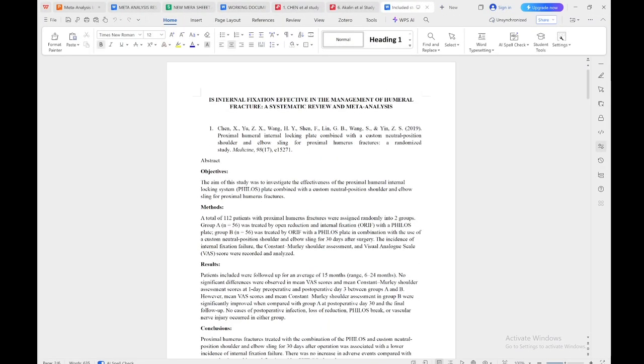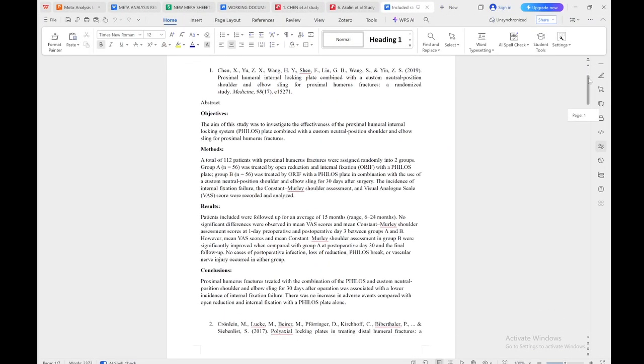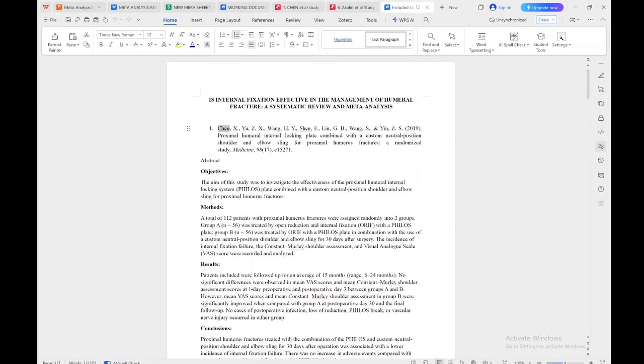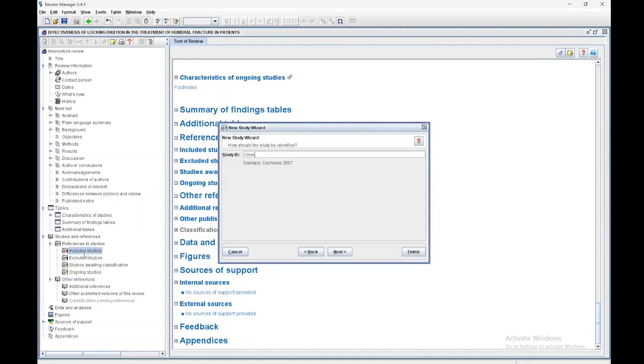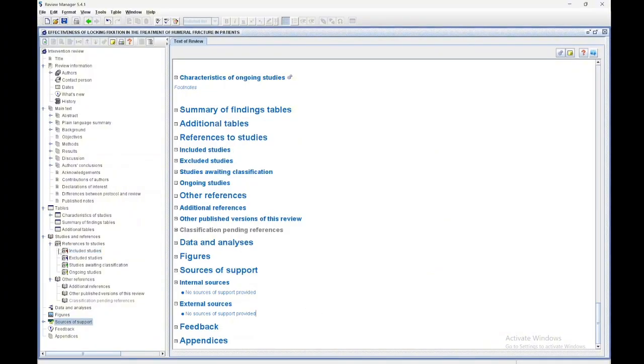Now, here are some of the included studies, right? So I'm just going to make it very simple. The first thing you might do is copy this. This is Chain 2019. When you come to RevMan, you can just click on add study. You put Chain et al. 2019. Now you see how I entered it. And the next I'm going to click on is next. Next. 2019 automatically. Next. Next. Now it has added.